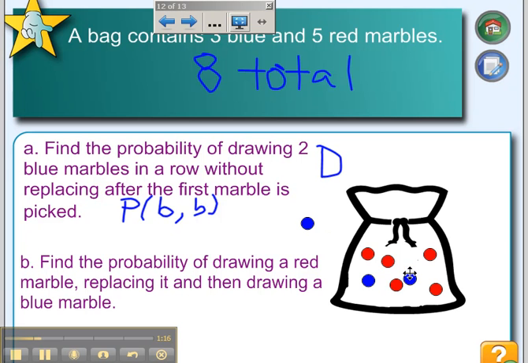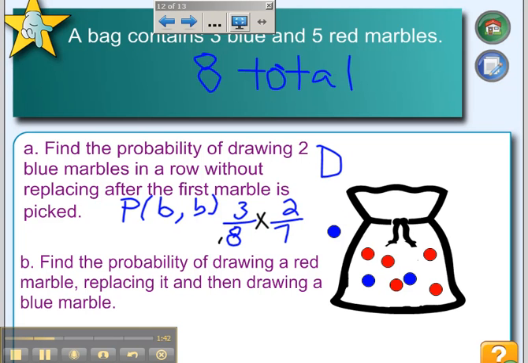So to start, my probability of getting a blue marble is going to be 3 out of 8. After I pick out one blue one, I've now changed or affected my new probability, hence why it's dependent. I now have a 2 out of 7 chance of picking out a blue marble. To find the probability of both events happening, I'm going to multiply them together.